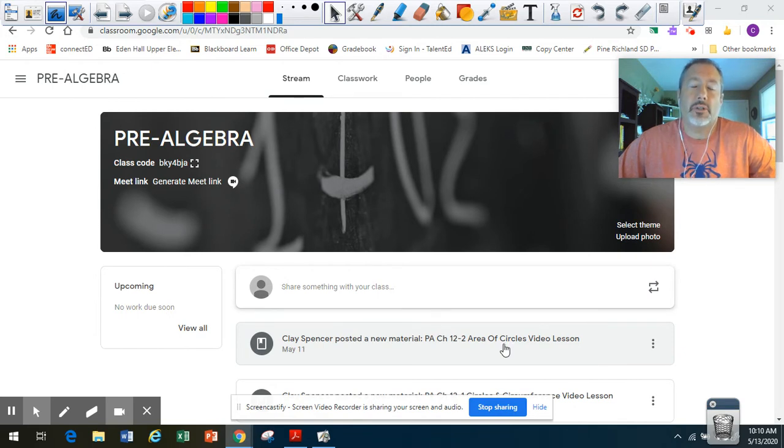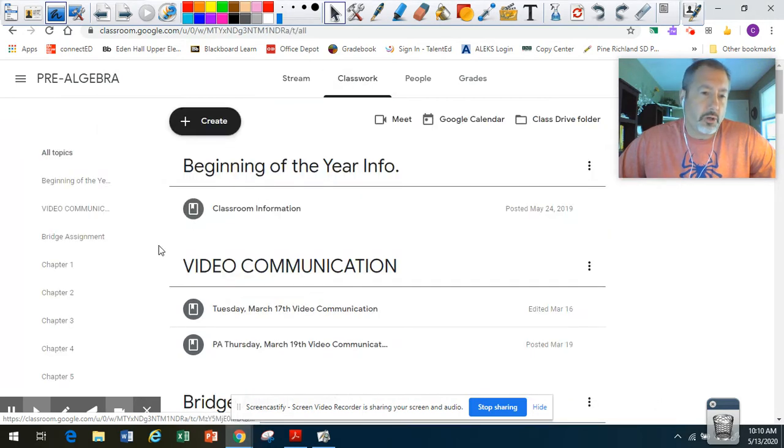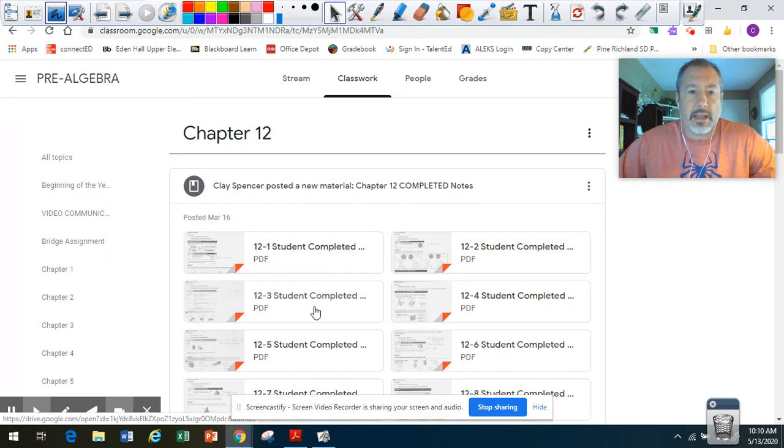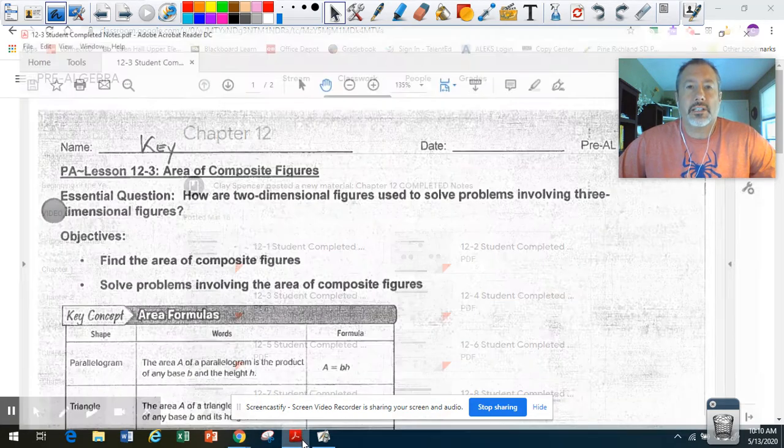Today, we're moving on to a new lesson. Chapter 12, Lesson 3, Area of Composite Figures. So let's figure out where that information is at. You're on your Google Classroom. Go over here to your classwork. Scroll down here to Chapter 12. Click on that, and here are your notes right here that are completed. Chapter 12, Lesson 3. So let's see what we have here.